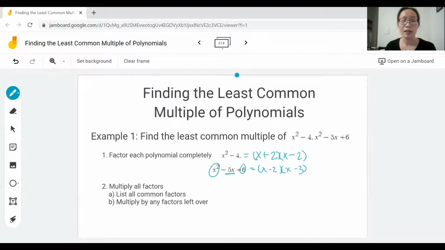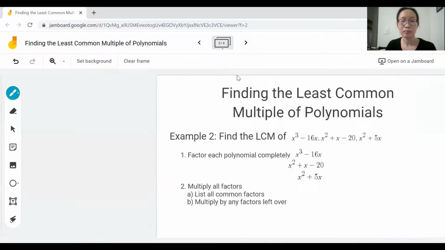From here, I list all my common factors. I see that x minus 2 is common, so I'm going to check that off. And then I multiply by any leftover factors. I have an x plus 2 and then an x minus 3. So this means my LCM is the product of all 3 of these factors, but you don't have to multiply it out. You can just leave it in factored form. Let's try a second example.